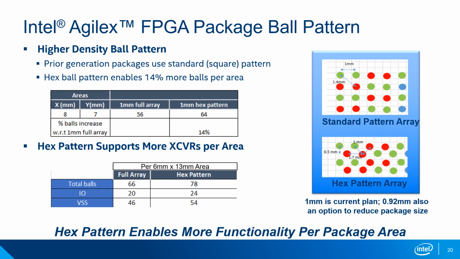One change we made to address these challenges is the ball pattern. We designed the package ball pattern to be in a hex pattern. This results in more IOs and transceivers for a given area, enabling more functionality per package area. With the hex ball pattern, we can get 14% more balls in a given area, which enables us to have more transceivers per area versus a standard grid pattern.